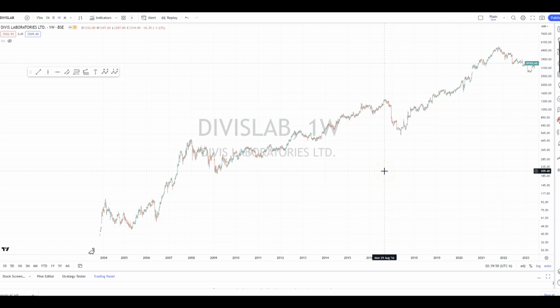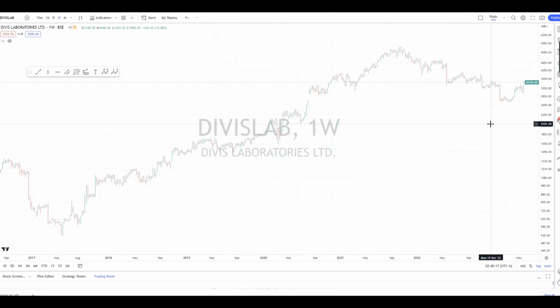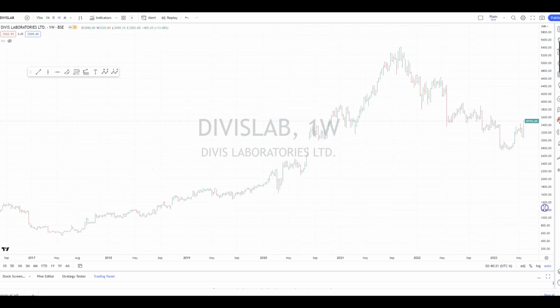Interesting part if you look at this chart is that it had given you a lot of entry opportunities. Like you can see here, this is where it made a nice corrective move and then took off. Then it made another corrective move, then it took off. And what is it doing now? So this is again making a corrective move and preparing to take off.